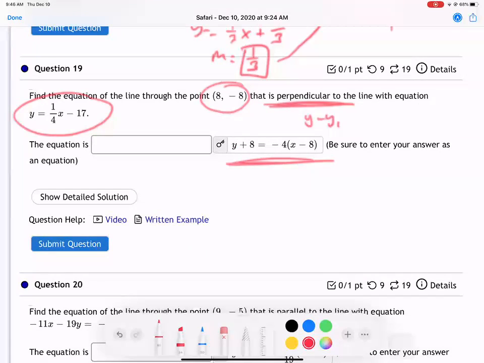y minus y1 is equal to m, x minus x1. Okay, so we need to find a point. They gave us our nice point we want, so y minus negative 8 equals m, I'm going to fill this out in a little bit, x minus 8.